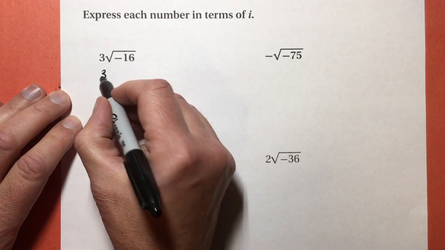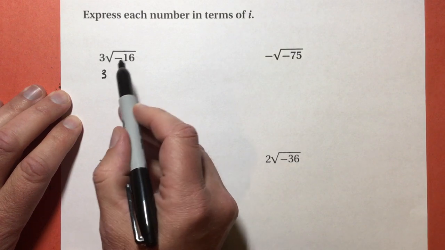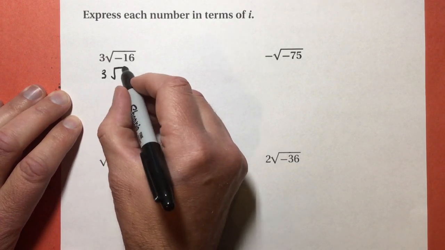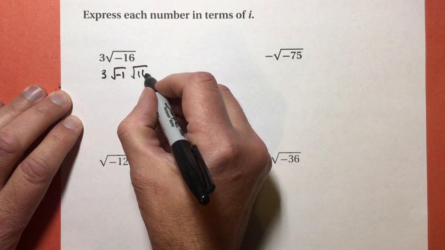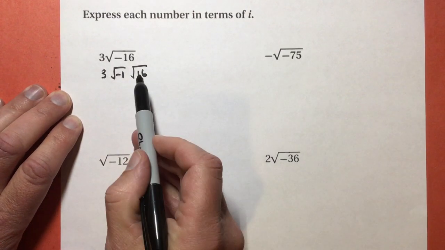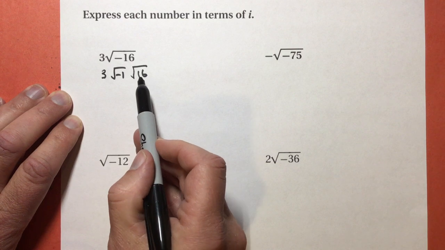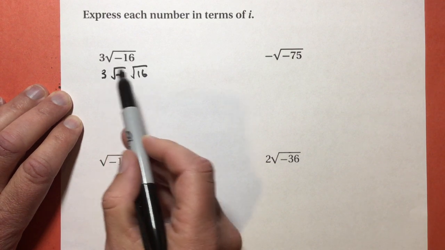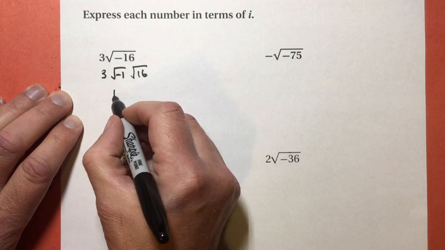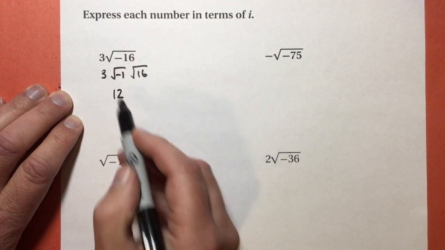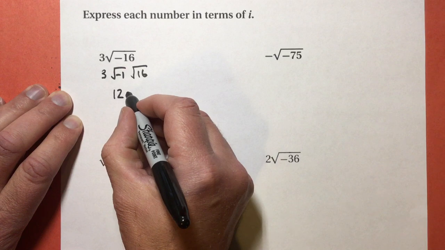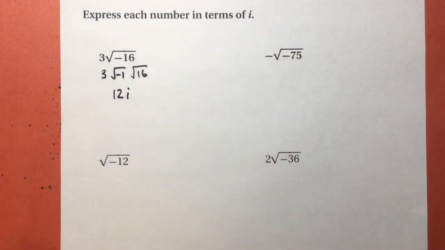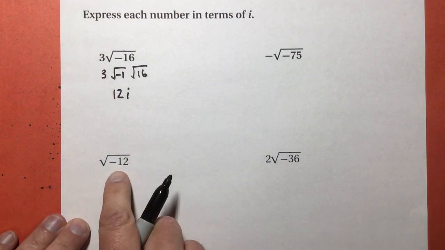This is 3. -16 is -1 times 16, so it's the square root of -1 times the square root of 16. I know what the square root of 16 is. It's 4. 3 times 4 equals 12. The square root of -1 we just defined as i, so I just write 12i. That's it, 12i.